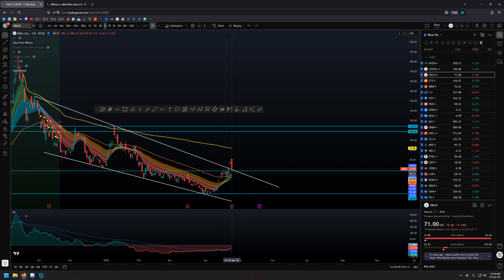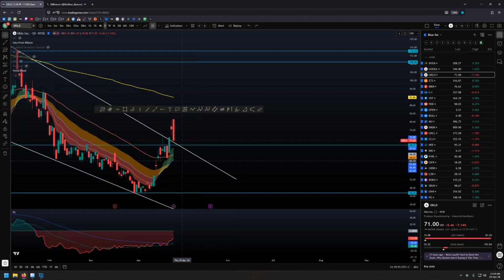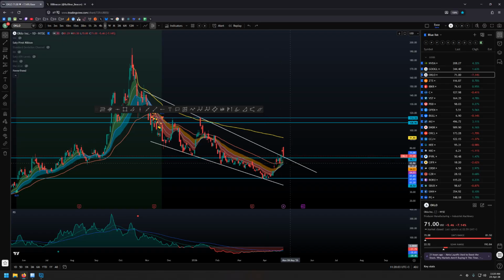The ribbon slash 21 EMA is going to be a major pivot in this case specifically. They all merge together. Basically, we're going to have the 55, the 25, the 13, and everything together. That's why I said it's kind of the same thing here.